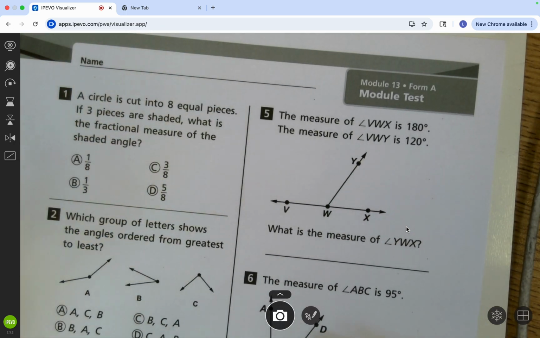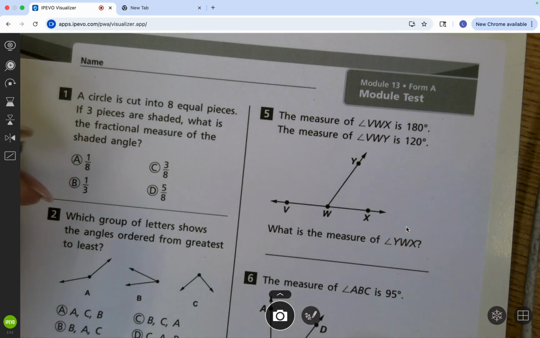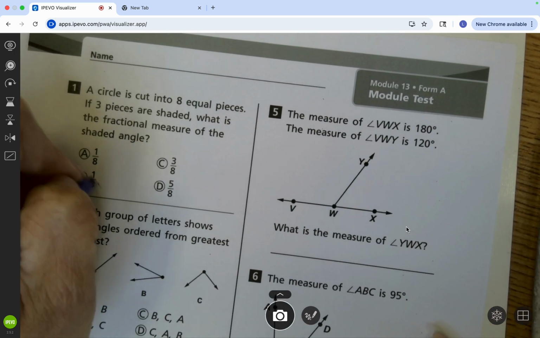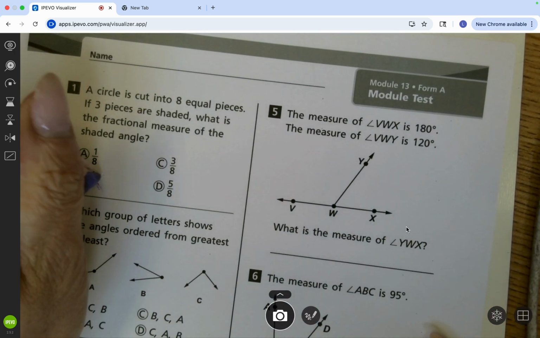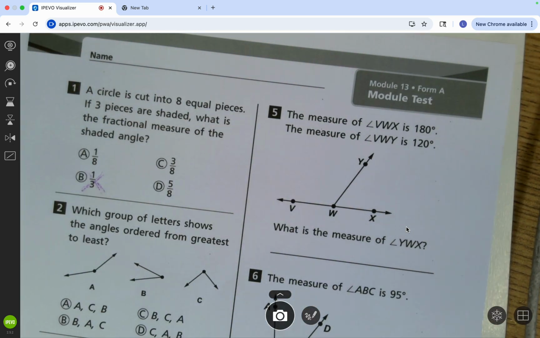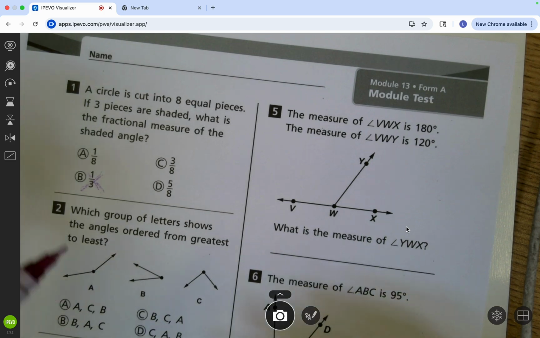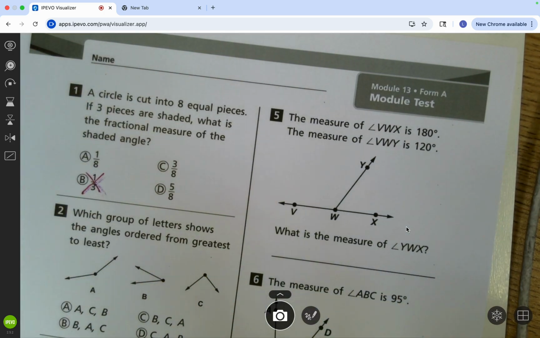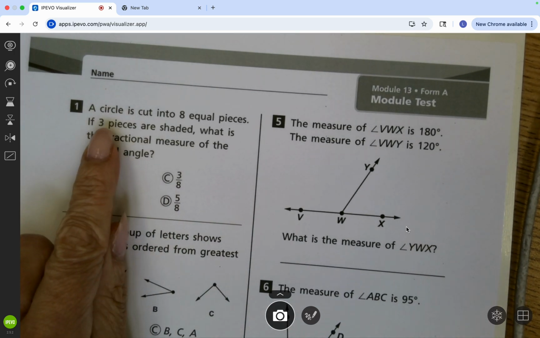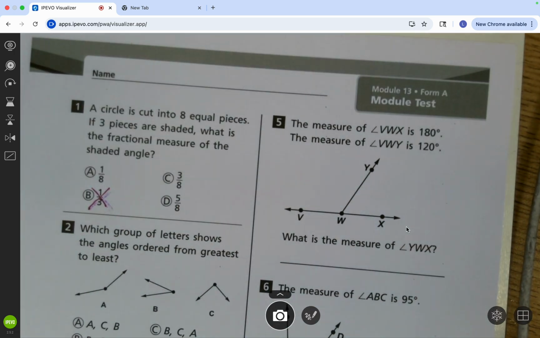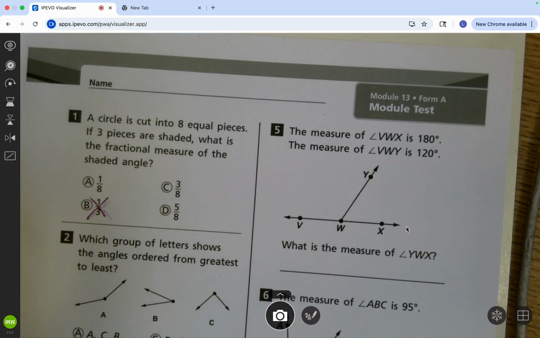So I can eliminate B. Okay? I am not having luck with pens. Okay. And 3 pieces are shaded. Oh my goodness. 3/8, right?